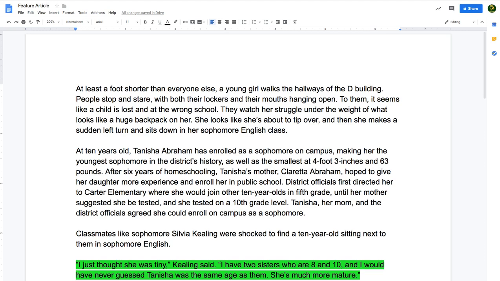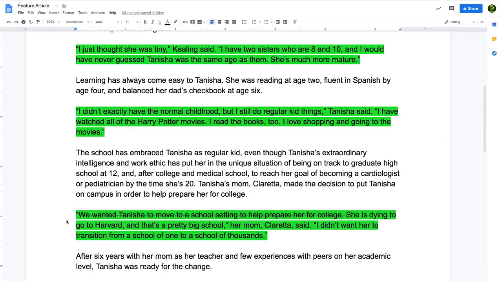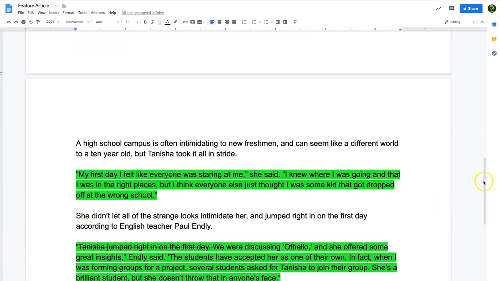The idea with this feature lead is that you could close your eyes and picture it like a scene in a movie. If you can find that surprising or dramatic moment in the article you're writing about, if you can create a scene for your audience that makes them say, wait, what is happening here? I want more. Then you have drawn them in. So the small young girl who looks like a child in the wrong school, overwhelmed by her backpack, and all of a sudden she sits down in her sophomore English class. What is going on? The following paragraph, the nut graph, tells you exactly what's going on, and there the story unfolds.